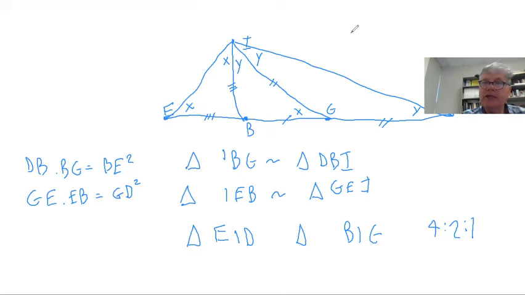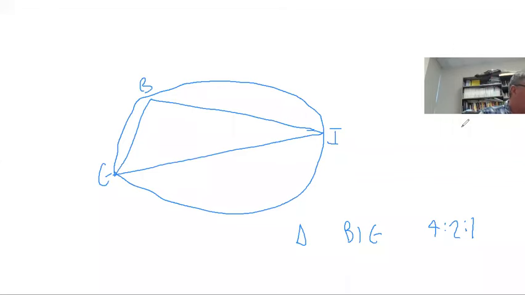We go to our next thing. So I'm going to just pause. Okay, and so we take our triangle BIG, which is a 4-2-1 triangle, and we circumscribe a circle around it. And so then by Euclid Book 6, Proposition 33, BG is 1/7 of a circle.